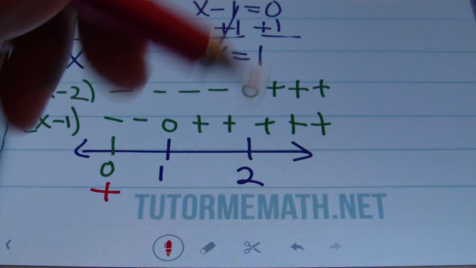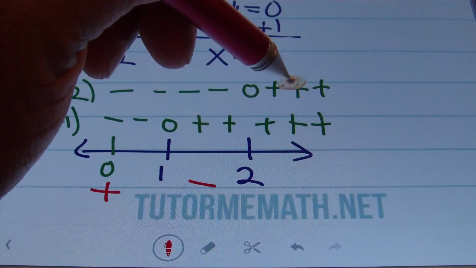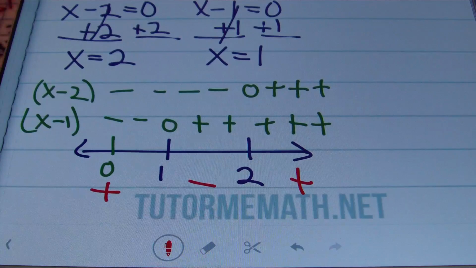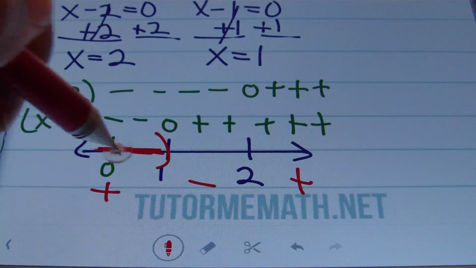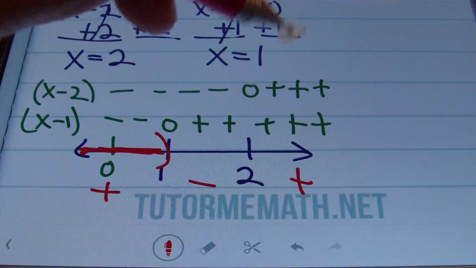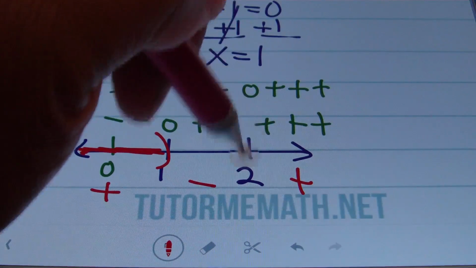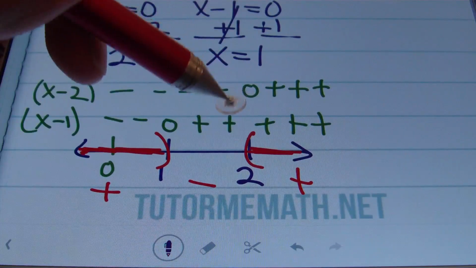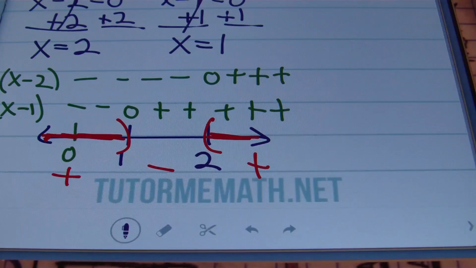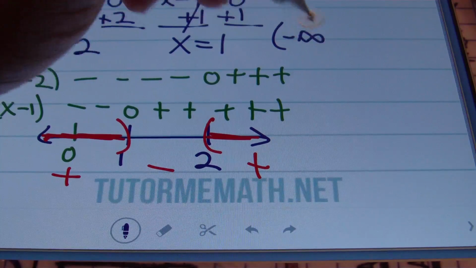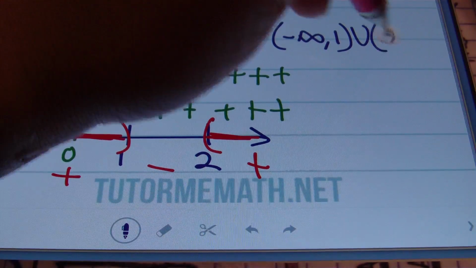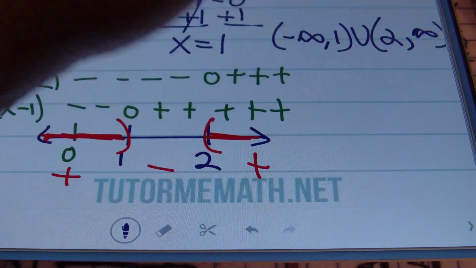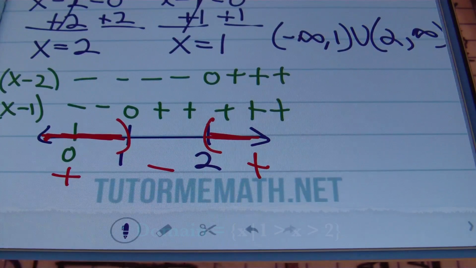A negative times a positive is a negative result. And then a positive times a positive is a positive result. So notice that when my values of x are less than 1, I'll end up with a positive answer. And when my values are greater than 2, I'll also end up with a positive answer, which is what I want for my result here. So my result will be, in interval notation, negative infinity to 1 union 2 to positive infinity. And this is the answer here in interval notation.